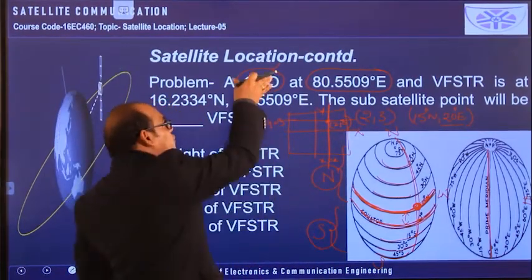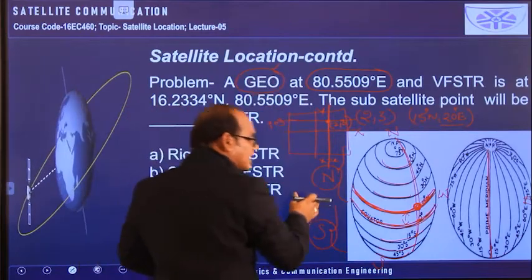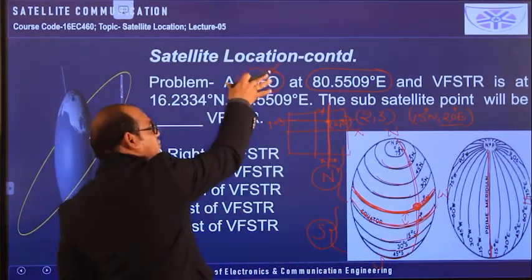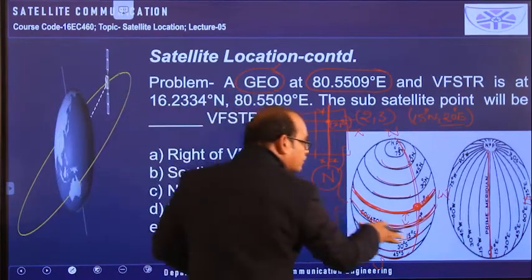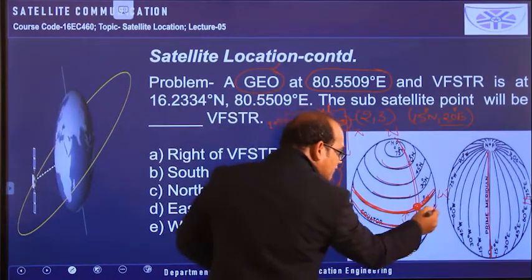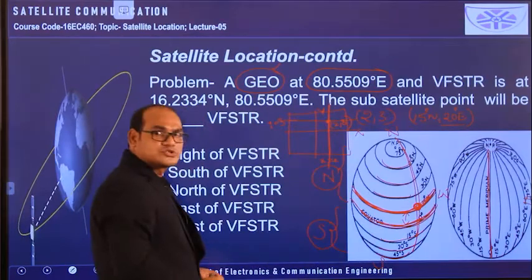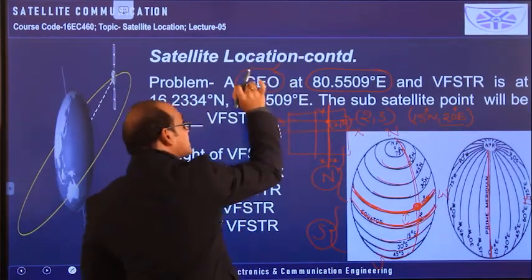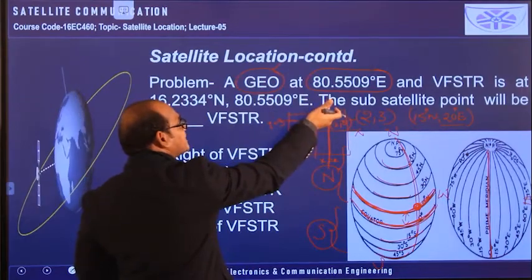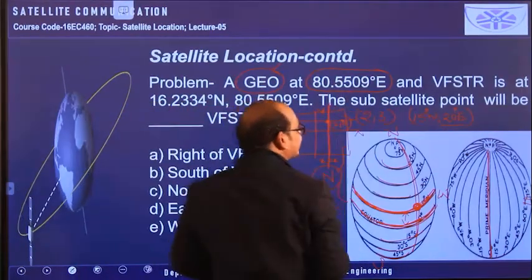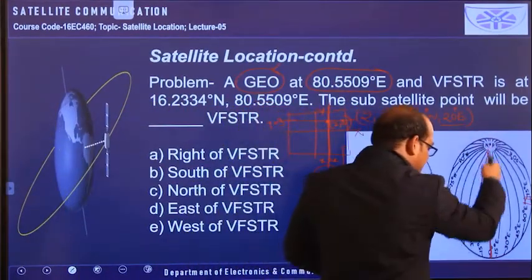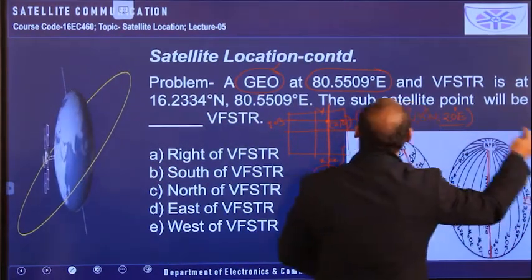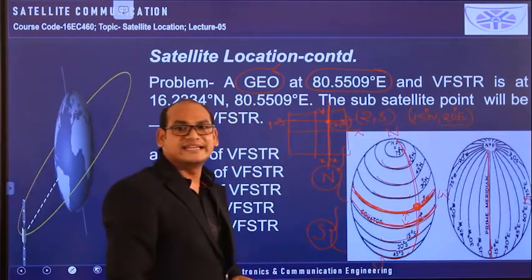That means this geo orbit has latitude 0 degrees only, because the orbit of a geostationary satellite is in the equatorial plane only. The equatorial plane itself is at 0 degrees latitude. So there is no need to mention the latitude, it is 0 degrees only, but the longitude has to be mentioned, that is 80.5509 degrees east. So from the prime meridian we have to travel towards the east side up to an angular distance of 80.5509 degrees east.